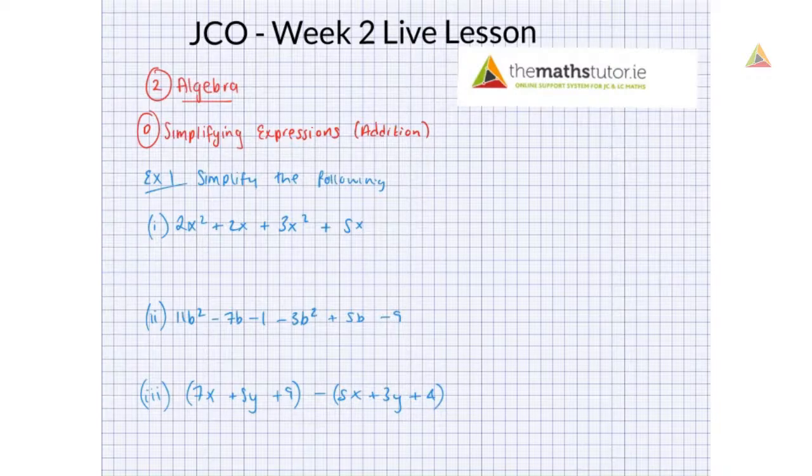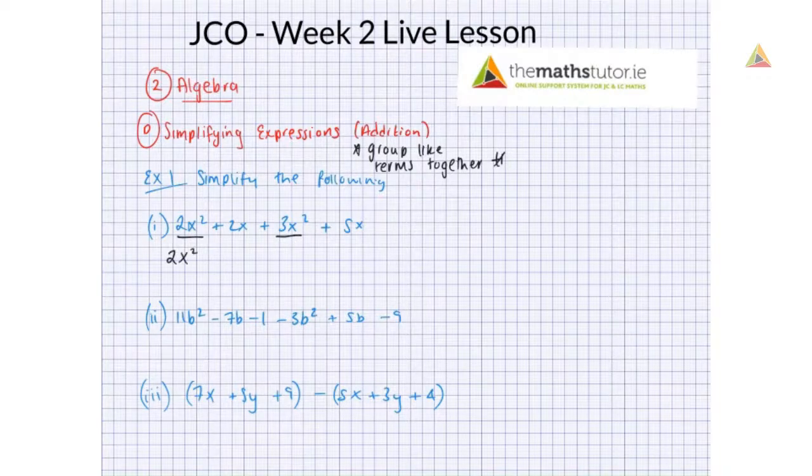So we look at the first example there. So we're going to put the like terms together. I'm going to write that rule up here. So group like terms, so the same terms together. So put them beside each other. So you have 2x squared and you have 3x squared. There's no other x squared terms there. So I'm just going to put them together.